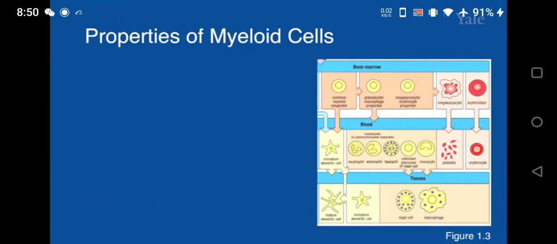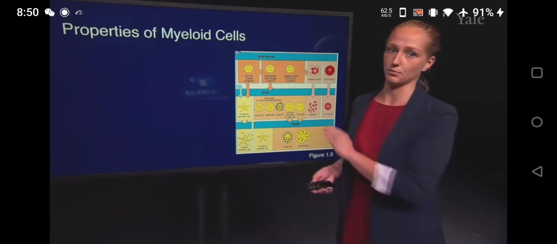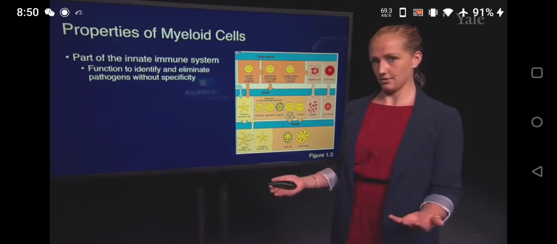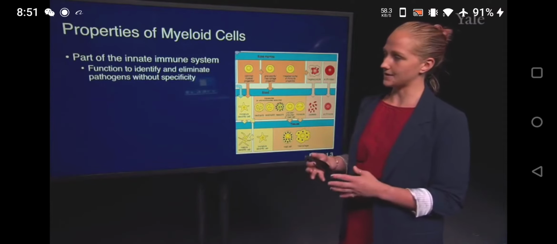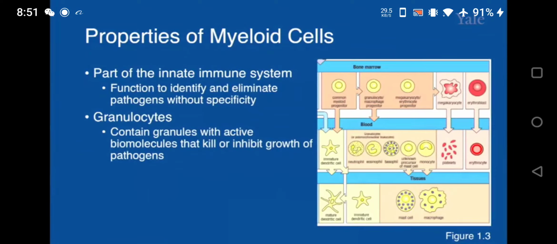So let's take a step back now that we've gone through a majority of the myeloid lineage. So again, just to review, myeloid cells are those that arise from the common myeloid progenitor cells. And these cells are part of the innate immune system, which means that they function to identify and eliminate pathogens without specificity. If you think back to some of the properties that we've considered of these cells, they tend to be properties that would affect various pathogens under various immune stress situations. Some of the subsections of cells included within the myeloid lineage are the granulocytes, which contain granules with active biomarkers that kill or inhibit the growth of pathogens, and phagocytes, which engulf pathogens.